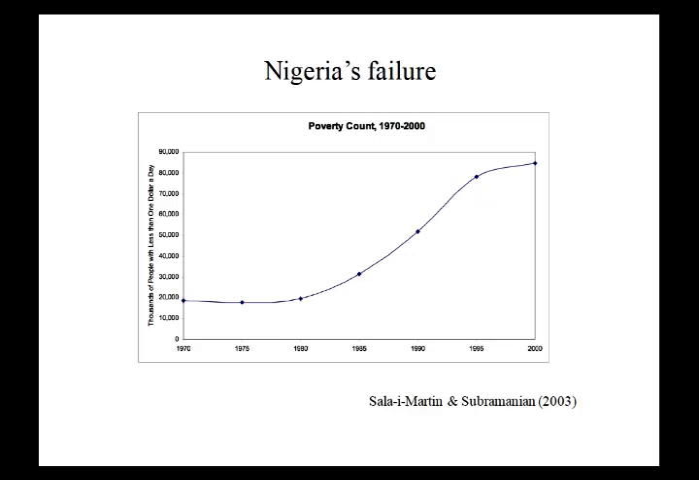This shows you the poverty head count, the percentage of people. Sorry, it's actually the absolute number. It's the absolute number of people in poverty, below $1 a day. And you can see an increase between 1970 to 2000 from 20 million to about 80 million people. Increase of fourfold of the total number of people in poverty.